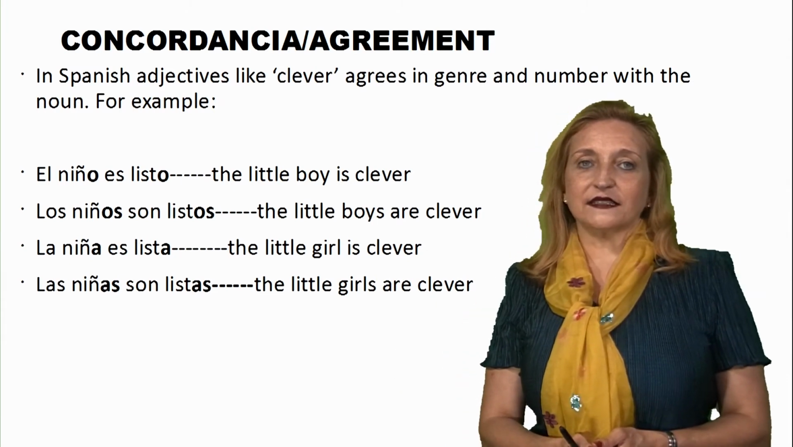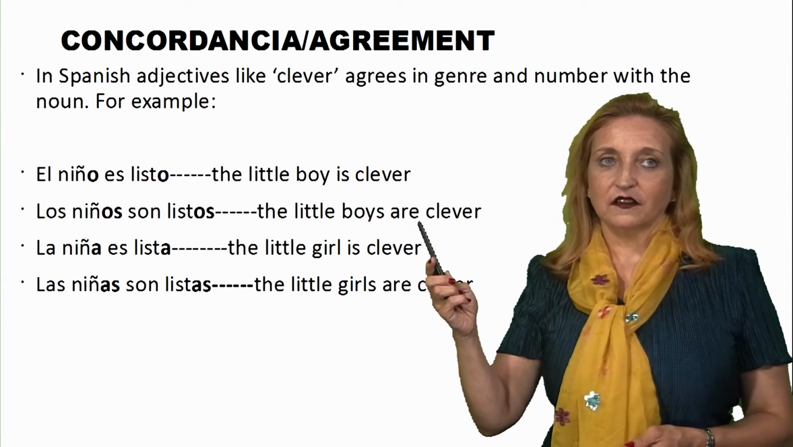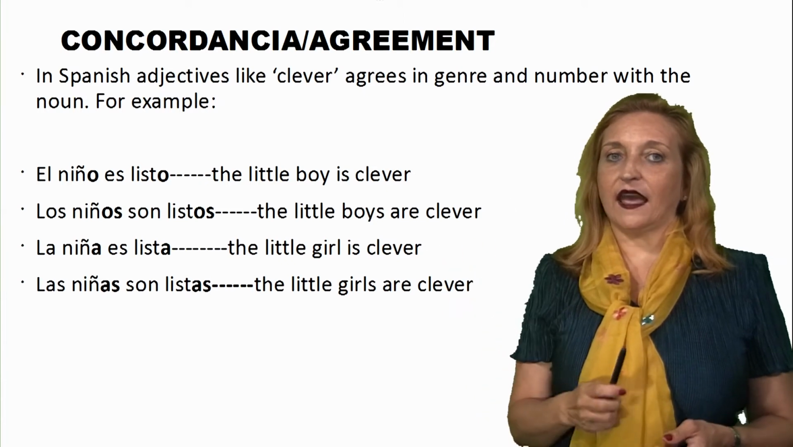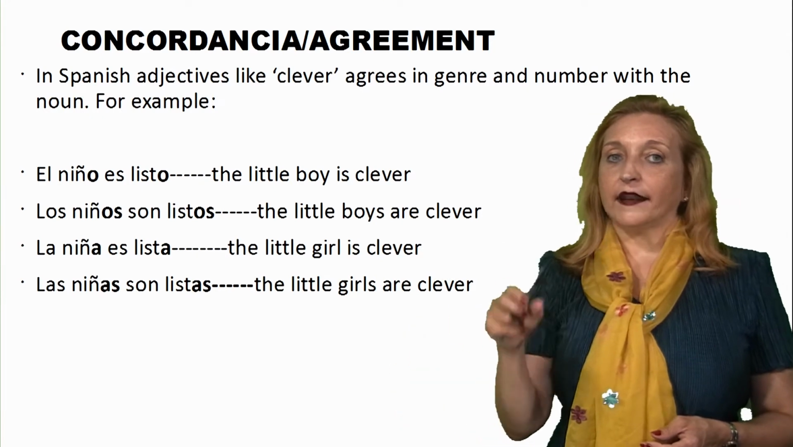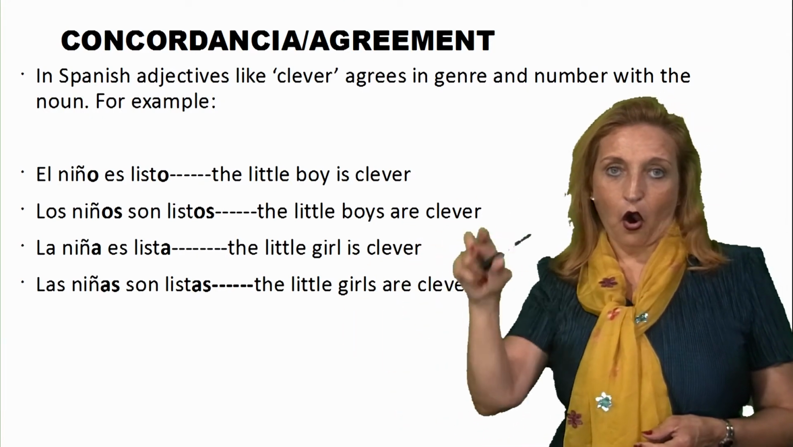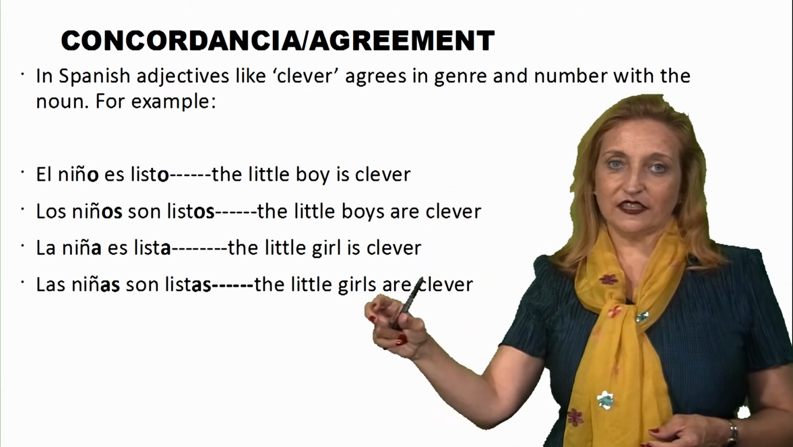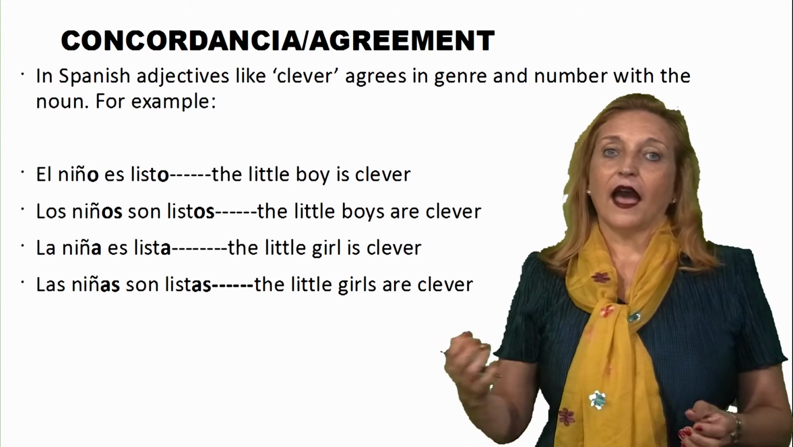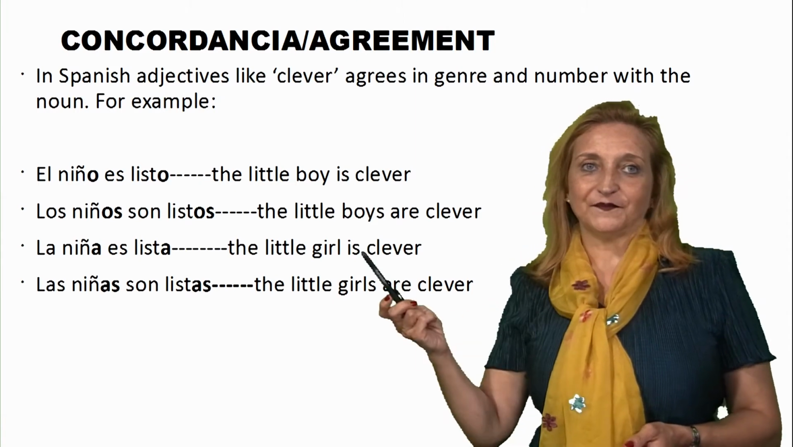And as well, you can see now, los niños son listos. The little boys are clever. We have in this case, los niños is masculine, plural, and son listos. Listos is masculine, O, and plural as well. Los niños son listos. The agreement is in gender and in number, both. This is very, very important. Now we see the next one.